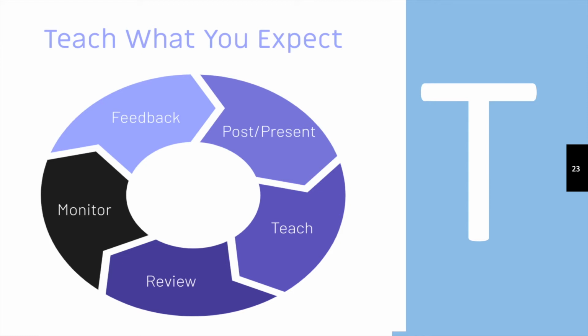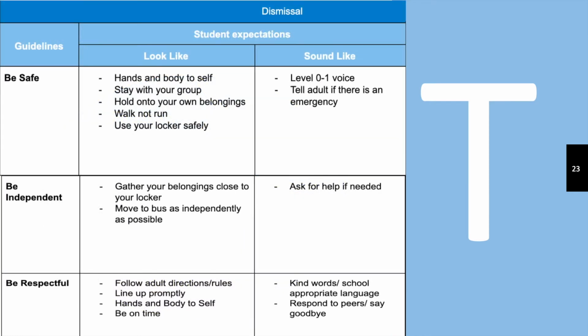Be sure the behavioral expectations are detailed and clear for students. It's a good idea to explain what a behavioral expectation looks like and what it sounds like. For example, to be safe during dismissal, student behavior might look like hands and body to self, stay with your group, hold on to your belongings, walk not run, use your locker safely. The behavioral expectation to be safe during dismissal might sound like using a level 0 or 1 voice, tell an adult if there's an emergency.